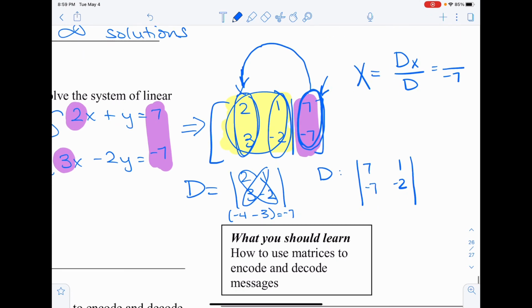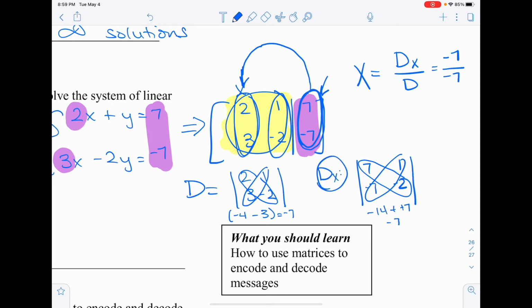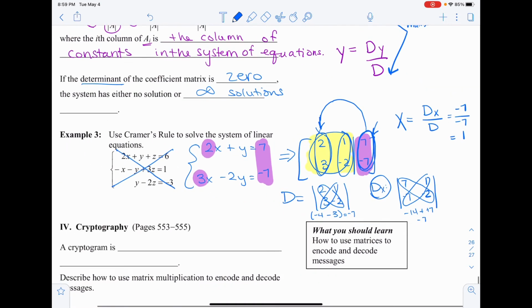So we find the determinant adjusted for x, and we know that this is going to be diagonally negative 14 minus negative 7. Add them up, and we get negative 7. So our determinant with adjusted x is negative 7. So we see x equals negative 7 over negative 7, which is 1.